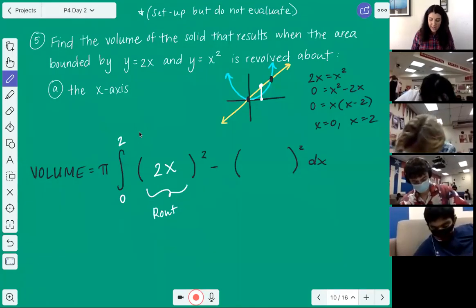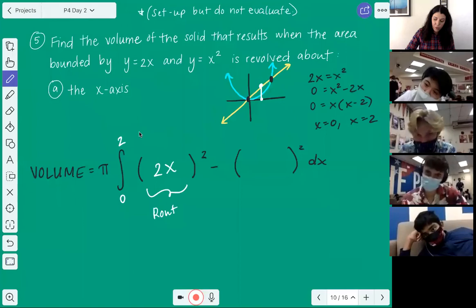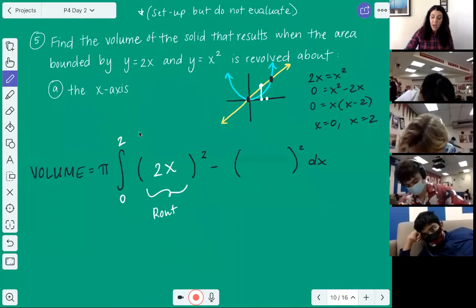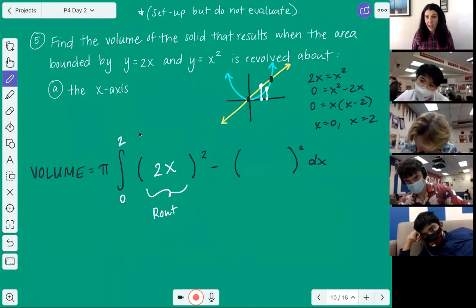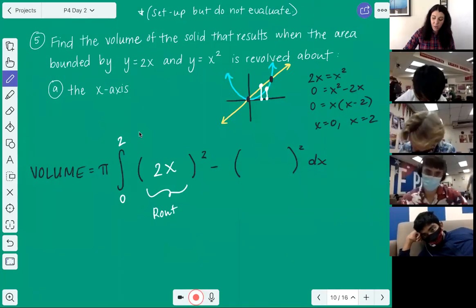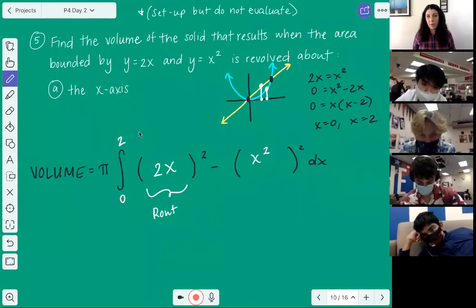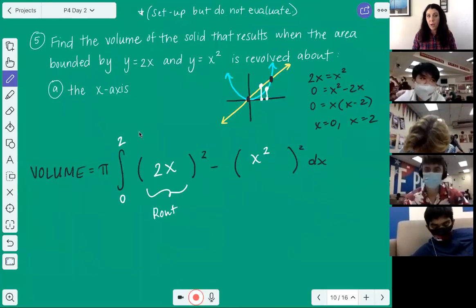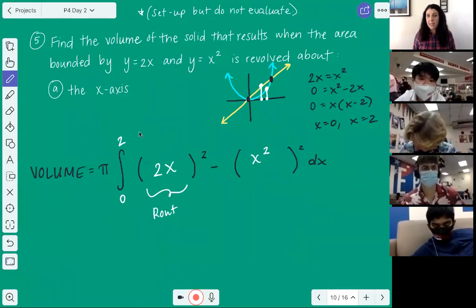My inner radius, again, I'm going to put my pencil on the thing I'm rotating it about, the x-axis in this case, and go to the closest function and find the distance from that to the closest function. In this case, that would be x squared. Okay, volume equals, from 0 to 2, pi times the integral of (2x) quantity squared minus (x squared) squared.